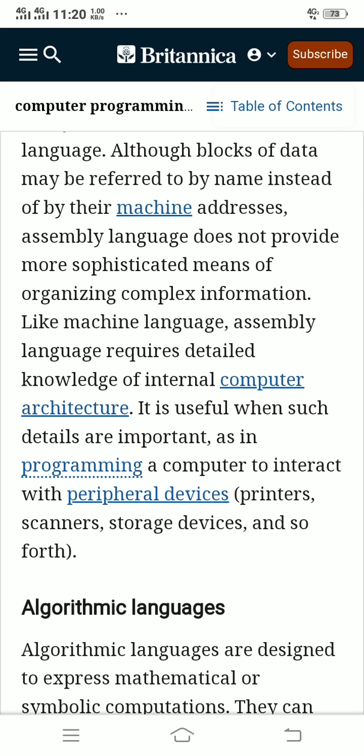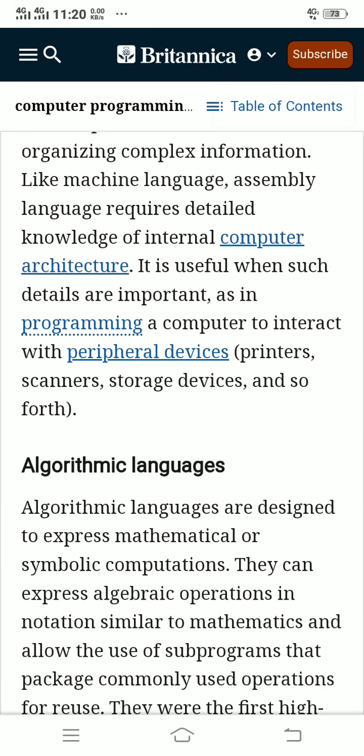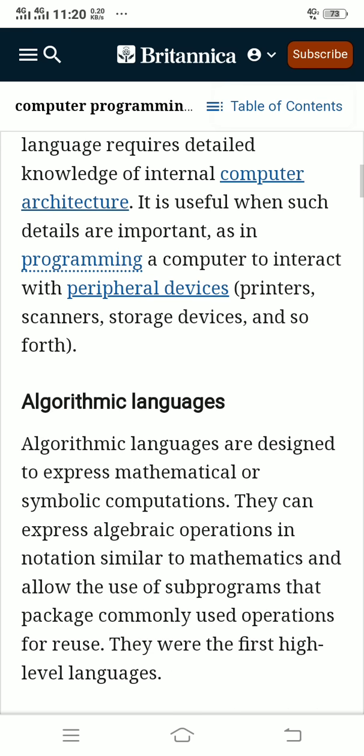Next, algorithmic languages, which derive from the word algorithm. Algorithmic languages are designed for the expression of mathematical or symbolic computations. They can express algebraic operations in a notation similar to mathematics and allow the use of subprograms that package commonly used operations for reuse. These were the first high-level languages.